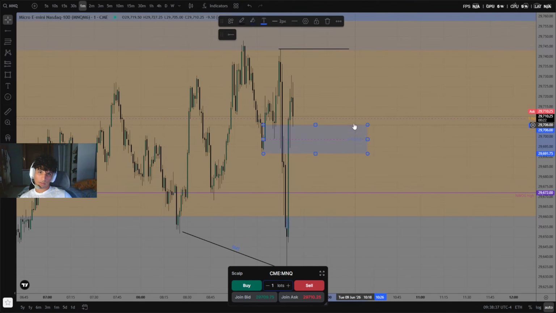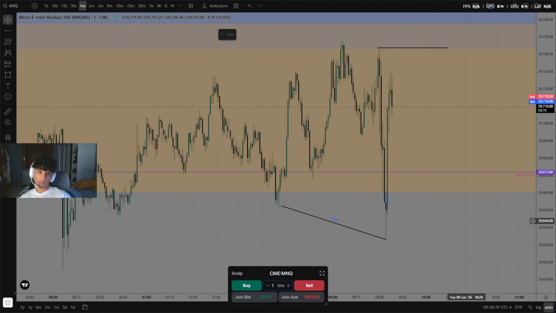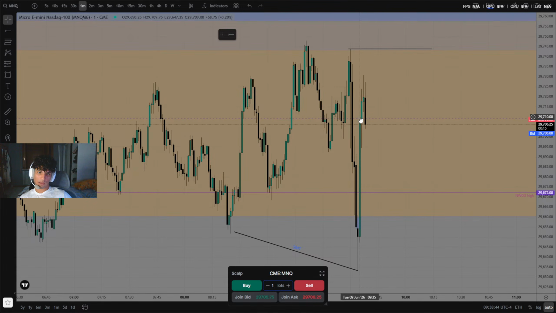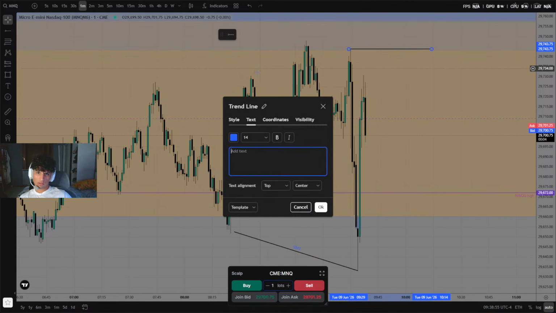So price didn't respect the breaker. Let's see. We have a fair value gap up right here. This should be the first present fair value gap. But we have not changed state of delivery, so we are not doing anything. No CISD yet.